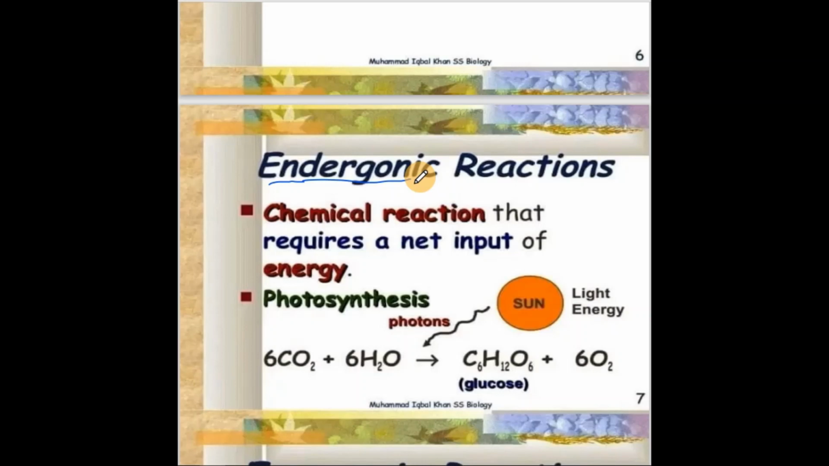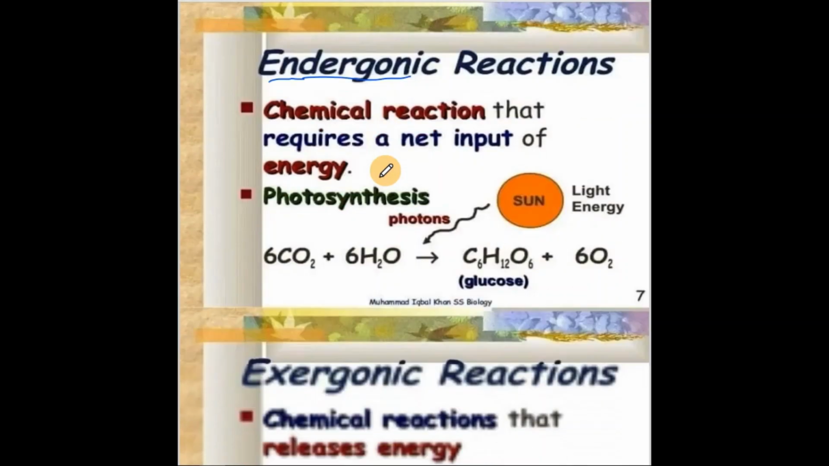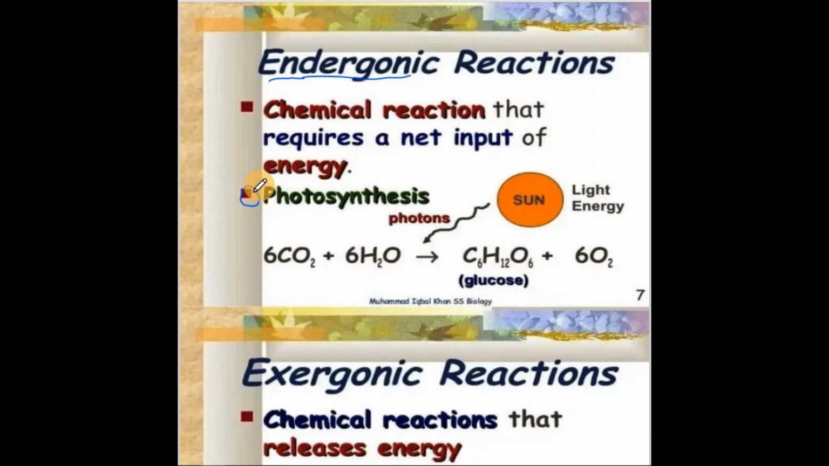So that reaction, the melting of ice, the chemical reaction involved, is an endothermic reaction, which is a category or a type of an endergonic reaction. A typical example of an endergonic reaction is photosynthesis. So photosynthesis is an example of an endergonic reaction.